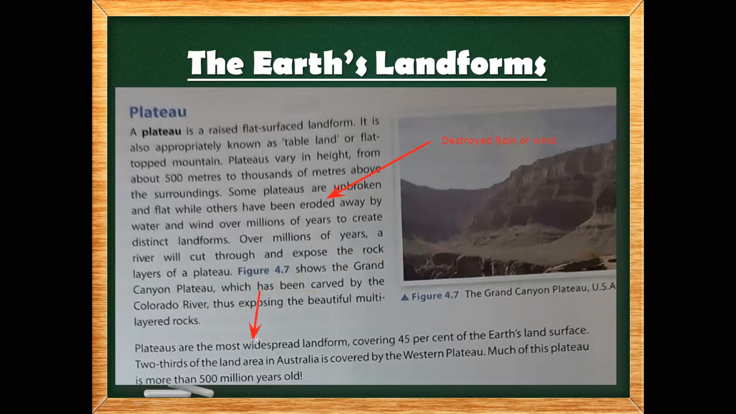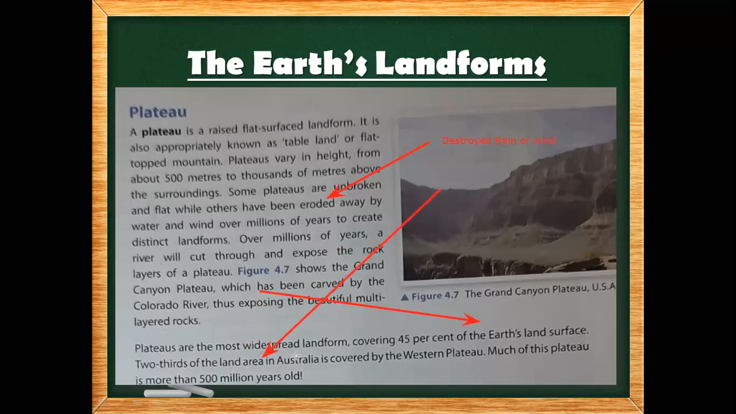Plateaus are the most widespread landform. Widespread means spread over a large area, covering 45% of the earth. So plateaus are covering a large area of the earth. They are covering 45% of the earth's land. You know very well that our earth has very little land, and in that little land, 45% of the area is covered with plateaus.